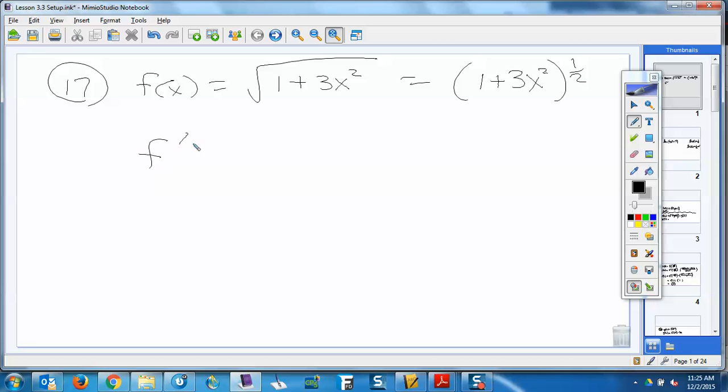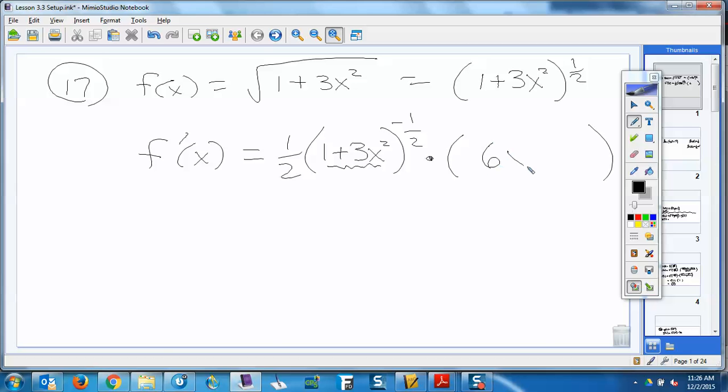So f prime is, bring the power down in front, we leave the inside alone, we drop the power by 1, and then we multiply by, and I would always put parentheses there, the derivative of the inside. The derivative of the inside is that. So derivative of that is 0 plus 6x, so I don't even write the 0. So I've got the big set of parentheses all for that little 6x, but whatever. Okay? You would get it wrong on the gateway test if you stopped there.